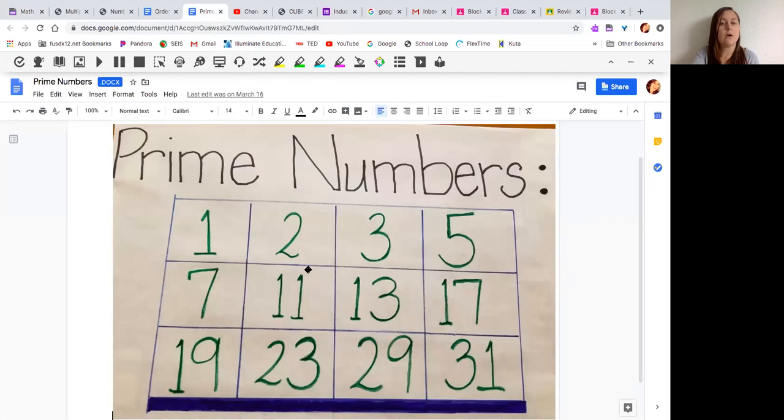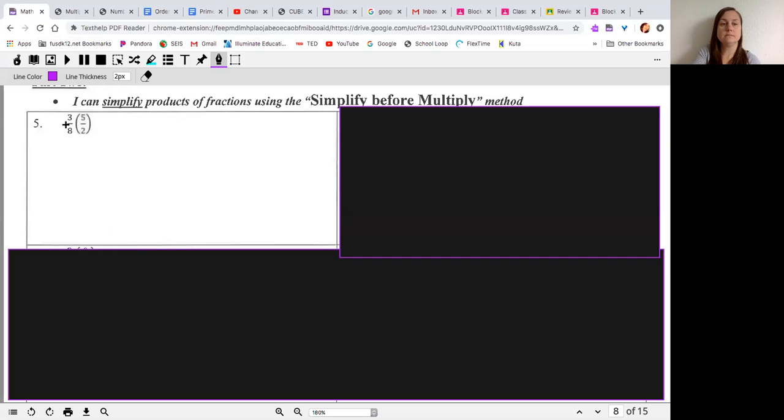So they are all prime numbers. 2, 3, and 5 right here, prime numbers. Okay, so if these are prime, that means they're as small as they can go. So 2 cannot be any smaller. And 3 and 5 do not go into 8 evenly. That tells me I multiply straight across. So 3 times 5 is 15. 8 times 2 is 16.